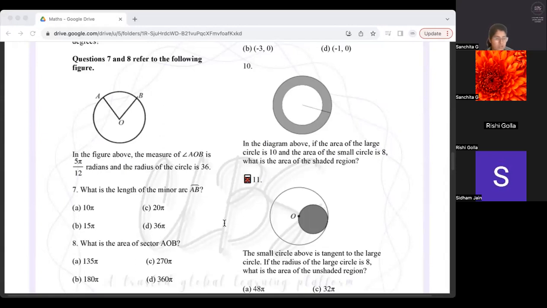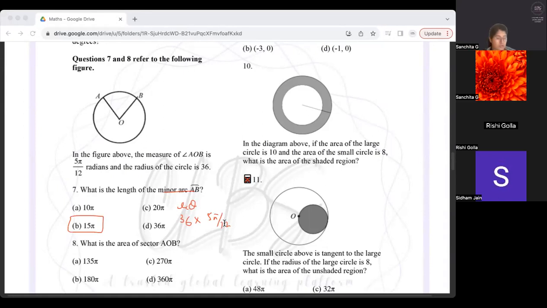7th one, I got 15 pi. 15 pi is absolutely right. Okay. Minor arc is nothing but r theta. You can use part over whole also. Nothing is wrong. So you just have to multiply 36 times 5 pi by 12. Okay. You get 15 pi.